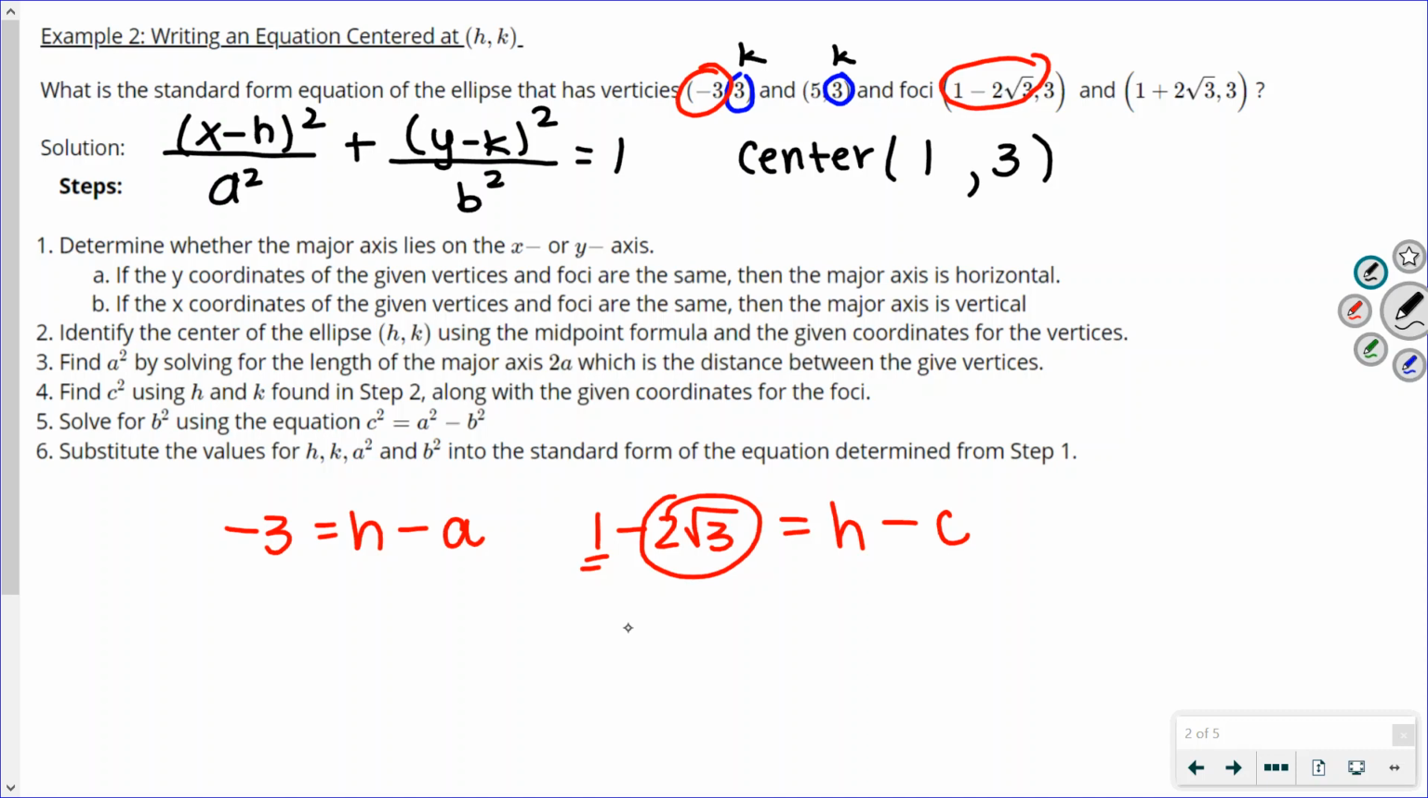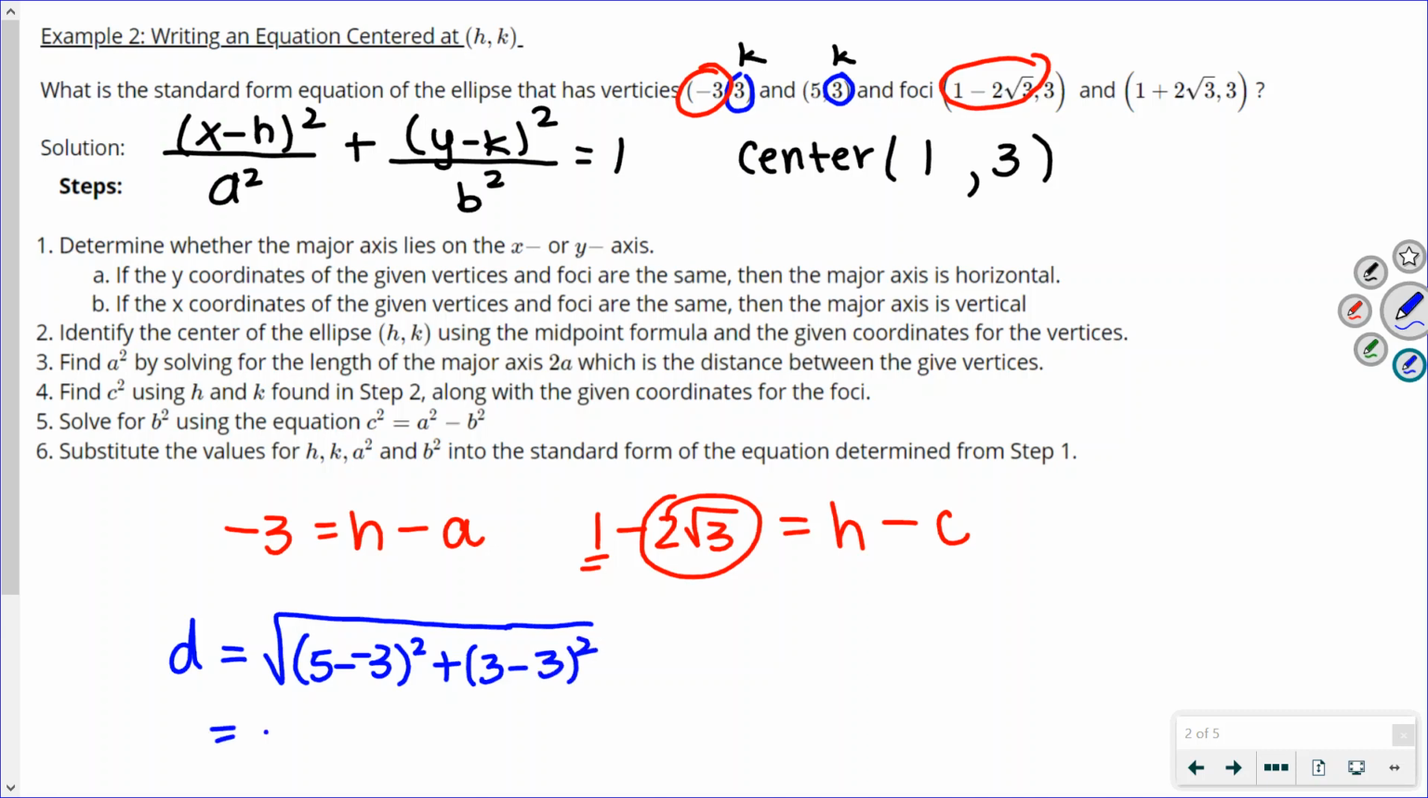Next, we find a squared by solving for the length of the major axis, 2a, which is the distance between the given vertices. We're going to use the distance formula. Distance equals the square root of (x2 minus x1) squared plus (y2 minus y1) squared. And we end up with 8 squared, which gives us a distance of 8. Now this tells us that's 2a, so a is the number 4.